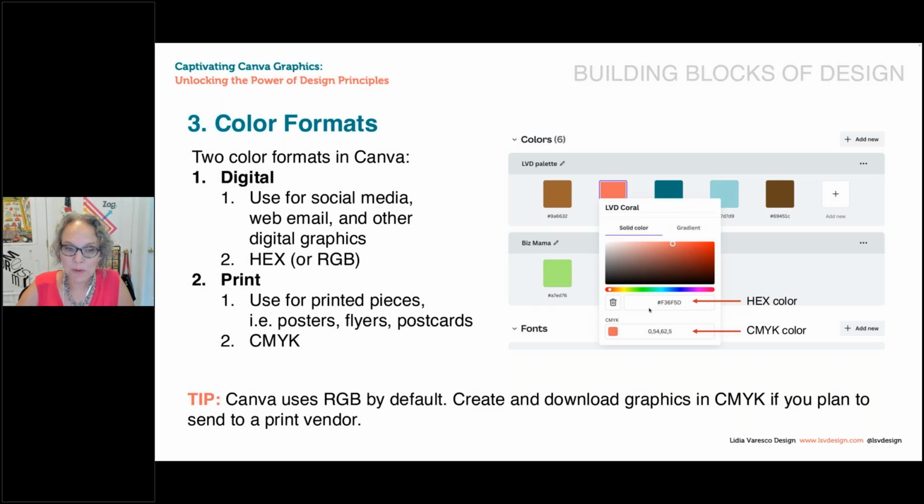Now, the only thing to remember is that Canva does use RGB by default. So you do want to make sure that if you are printing a flyer or a poster or a banner, that you create the graphics in CMYK and you download them as such before you send them to your print vendor. And we'll talk a little bit more about this in the brand kit. That's where you would see this little screenshot that I took with the colors.